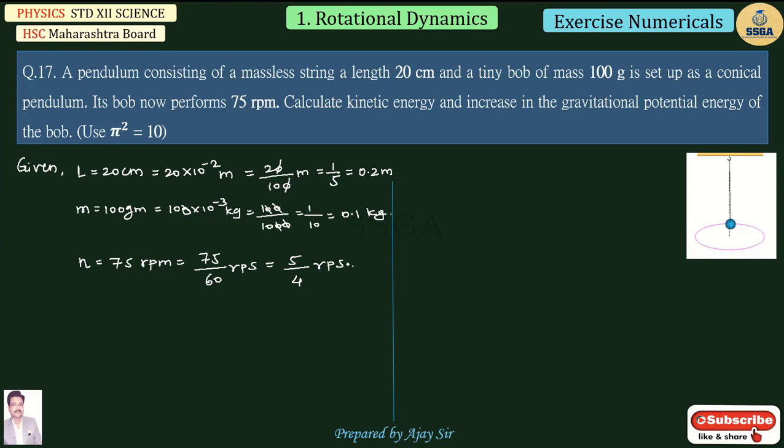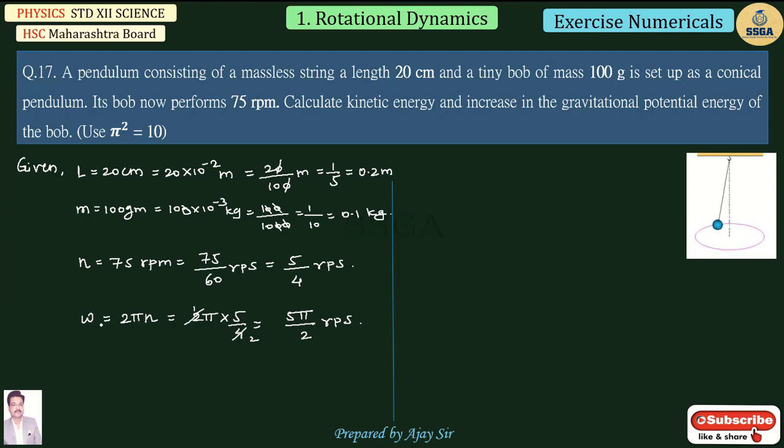So it is 5 by 4 revolutions per second. Now omega, angular velocity, that is 2 pi n. So this is 2 pi into n, that is frequency, into 5 by 4. Using the table of 2, 2 ones are 2 and 2 twos are 4. Therefore it is 5 pi by 2 radians per second.